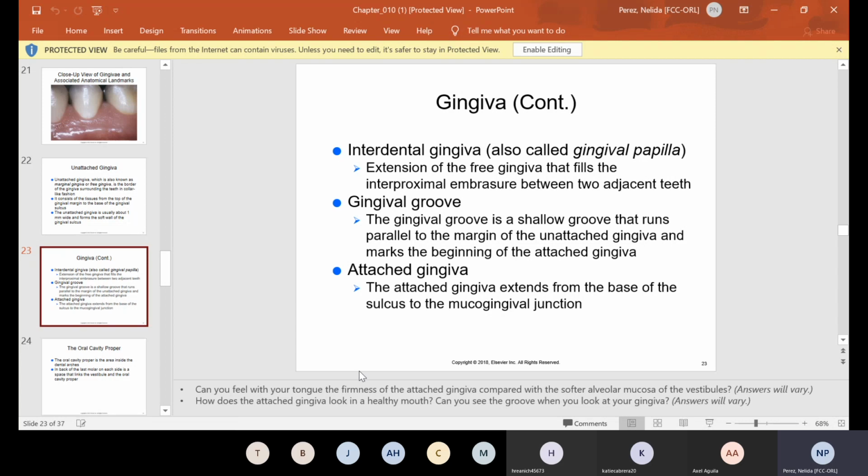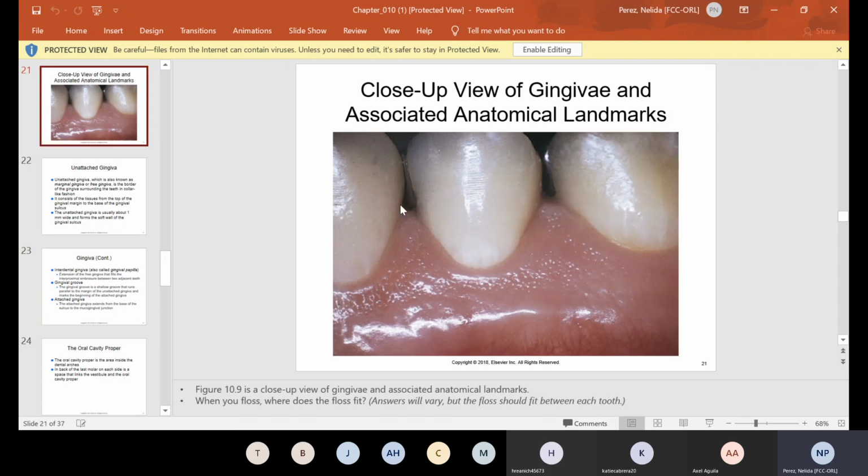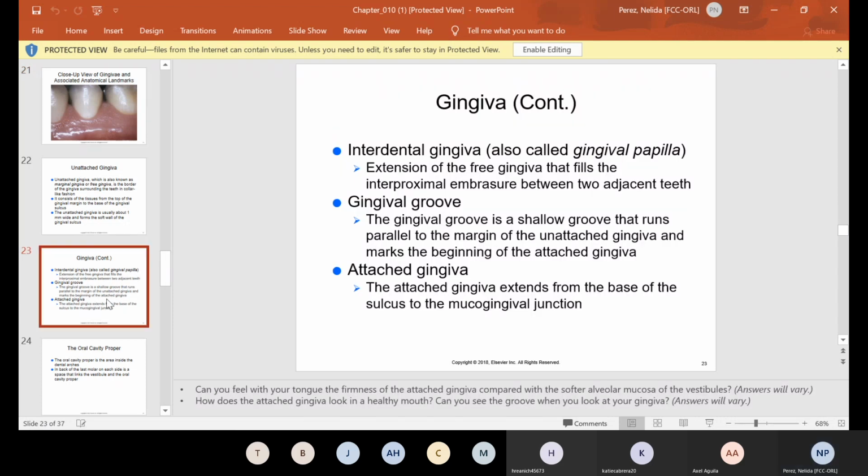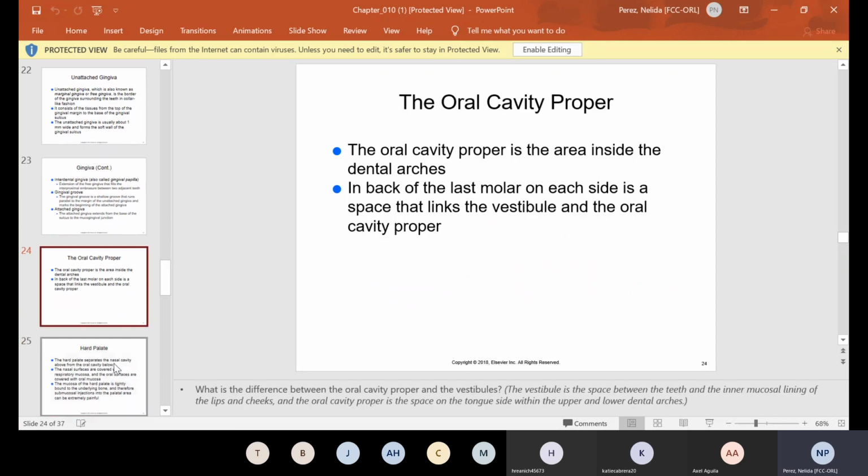Interdental gingiva, also called gingival papilla, is the extension of the free gingiva that fills the interproximal embrasure between the two adjacent teeth. So coming up to here, again, this is what they're talking about. Interproximal, interdental, all means in between. Now, the gingival groove is a shallow groove that runs parallel to the margin of the unattached gingiva and marks the beginning of the attached gingiva. And the attached gingiva extends from the base of the sulcus to the mucogingival junction.